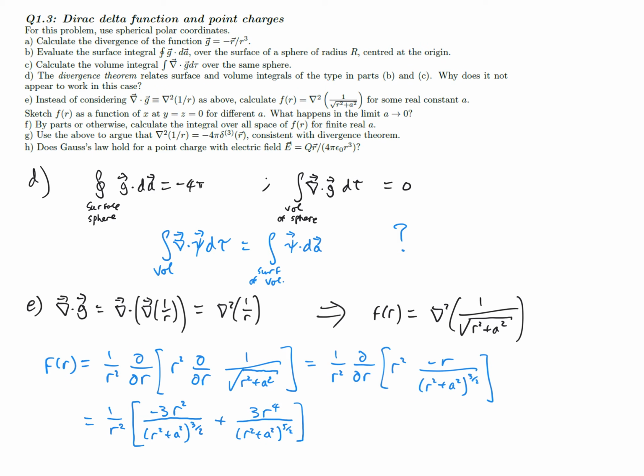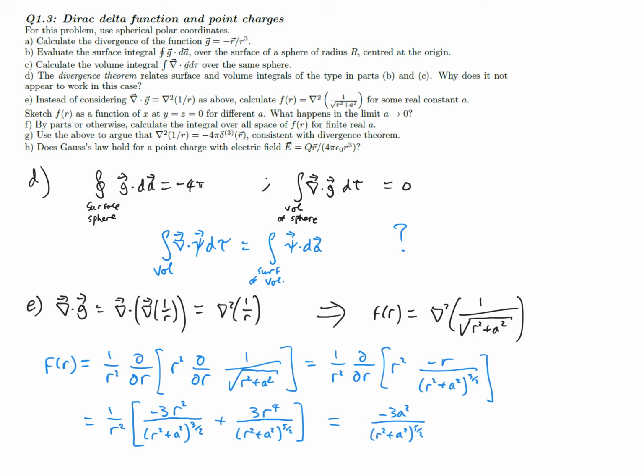And with a bit of manipulation, namely by multiplying the first term by r squared plus a squared, top and bottom, and then adding up those two terms, because we've now managed to standardize the denominator, it actually turns out that this whole thing is equal to minus 3a squared over (r squared plus a squared) to the 5/2. Okay, that doesn't look like a particularly nice function, but that's the correct answer. So this f of r is given by this thing.